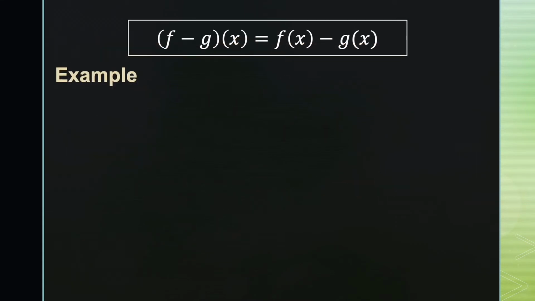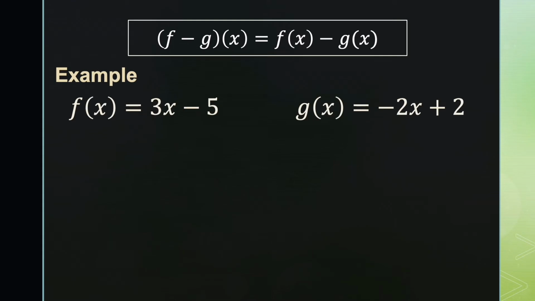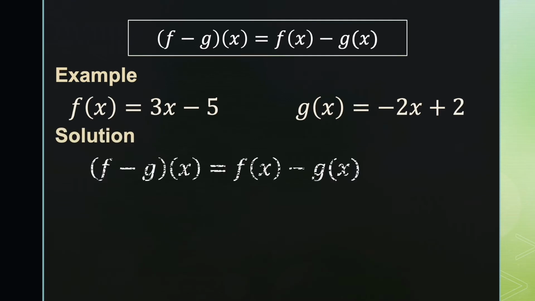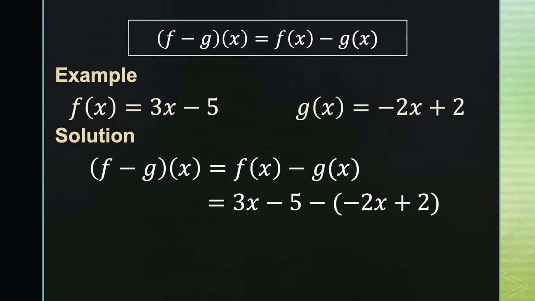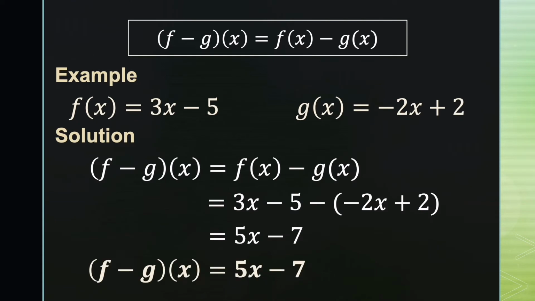For the example, suppose f of x equals 3x minus 5 and g of x equals negative 2x plus 2. By definition of difference, we have f minus g of x equals f of x minus g of x. Substituting the values of f and g, we have 3x minus 5 minus the quantity negative 2x plus 2. Thus, we have f minus g of x equals 5x minus 7.